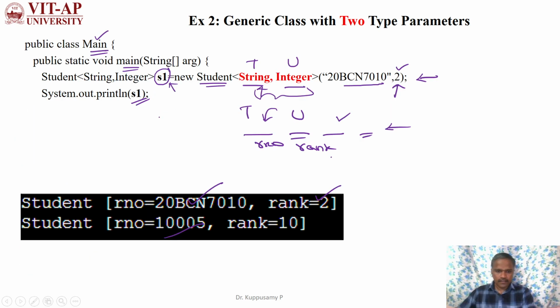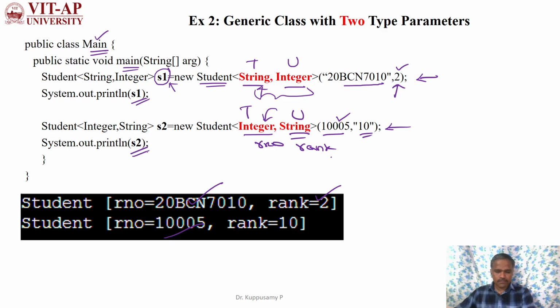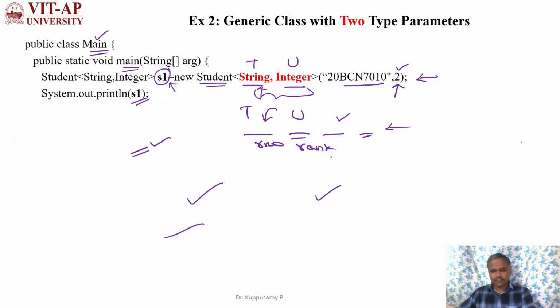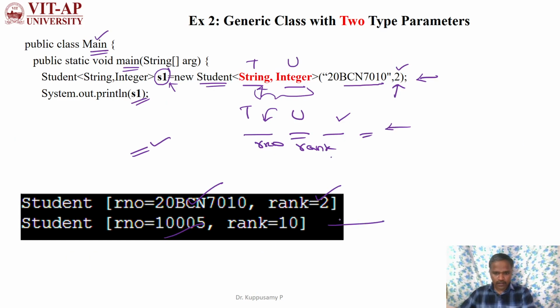After that, here I am accessing that object. Once this object is called, automatically the toString method will be accessed. The toString is accessed here. Then the student roll number 10,005 is printing here, and rank 10 is printing. That's the output which is printing over here.